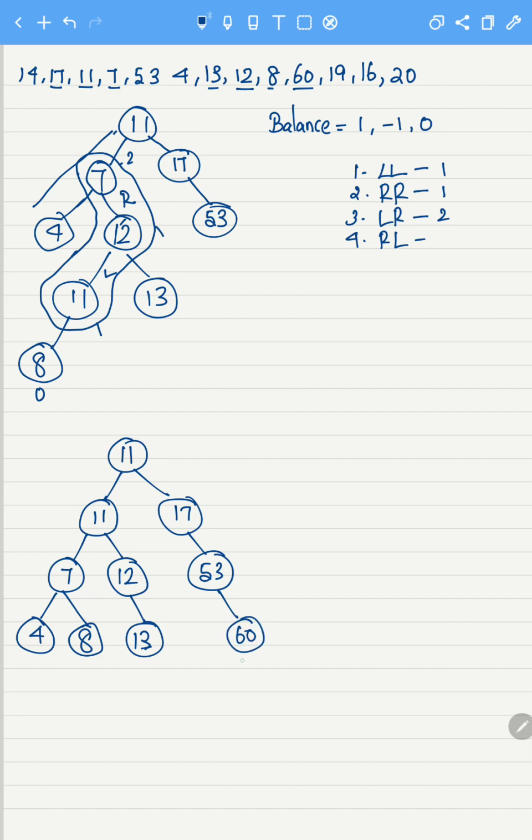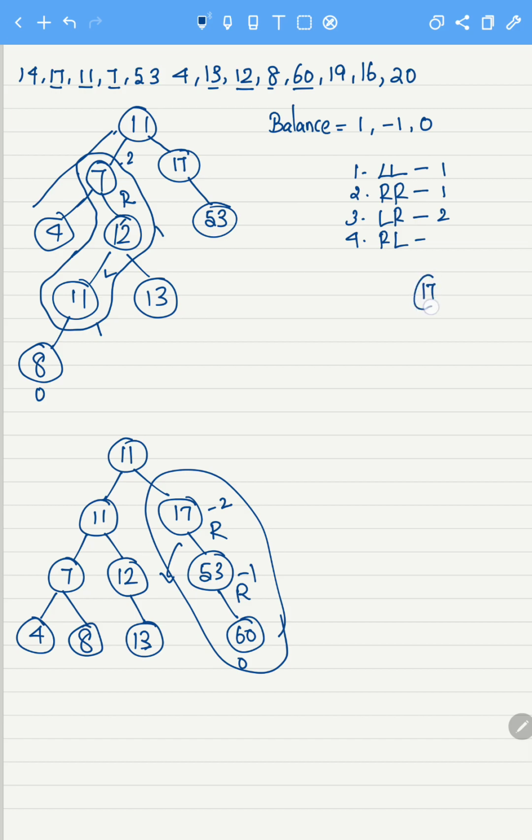Now calculate the balance. This will be 0. This will be 0 minus 1. So this will be 0 minus 2. So this is the first node which is affected, so these 3 nodes I need to rotate. Here you can see what case this is: right, right. If your tree is heavy on the right side, then you have to do a left rotate.